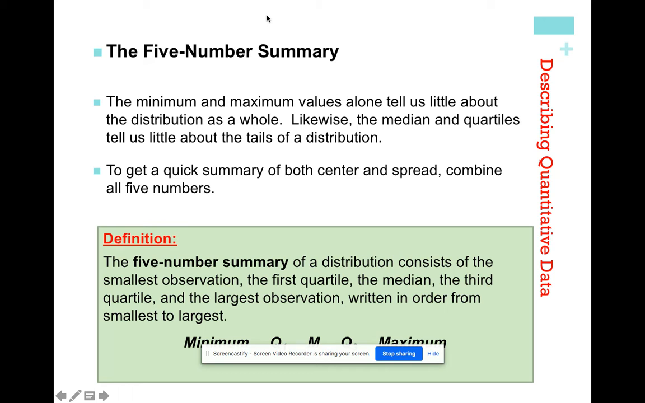Your graphing calculator will find the 5-number summary for you, as will many other statistical packages. So things like those online resources like Statlet and StatKey will also find those 5-number summaries, and we'll take a look at that in just a few minutes.